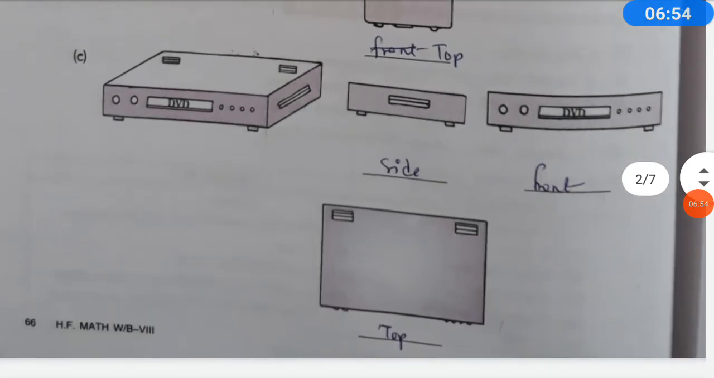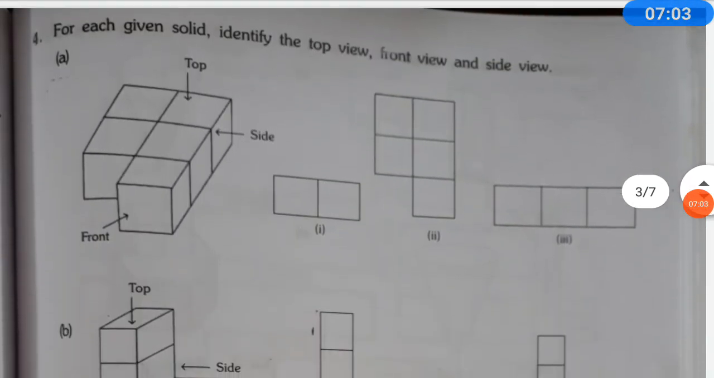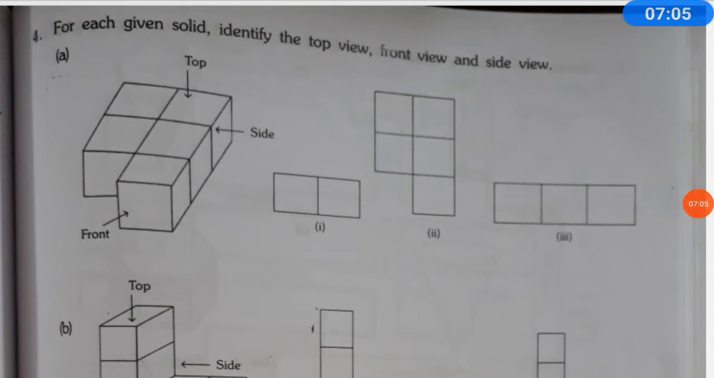Now the C part you are having, first one is side, second one is front, and the third one is a top. Okay, now moving toward the next question, we are having the fourth. For each given solid, identify the top view, front view and side view.